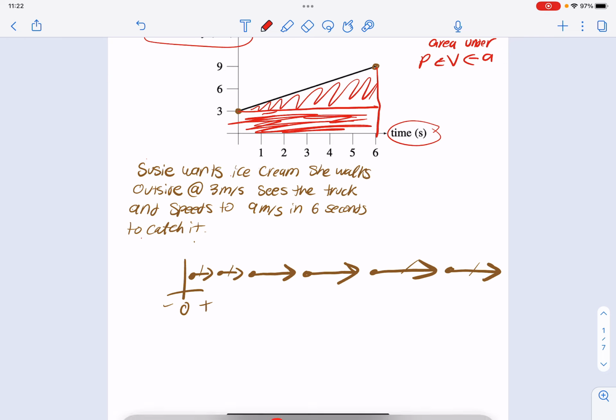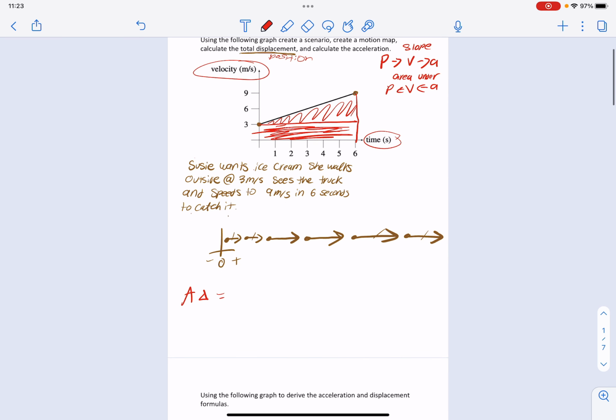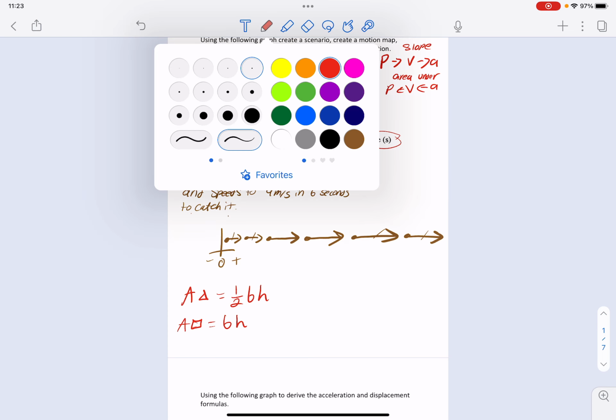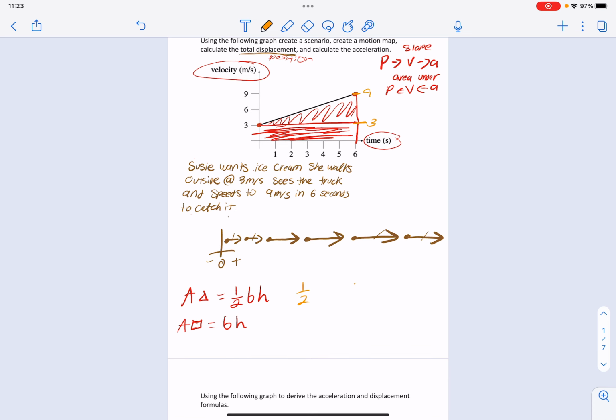Now, what do we know about the area of a triangle? We know the area of a triangle, I'll zoom out, is half base times height. And then we know the area of a rectangle is base times height. So, from here to here, what's the change? How can we find that? That's going to be our height. We started at 3 and we made it to 9. So our height is going to be 9 minus 3, right?